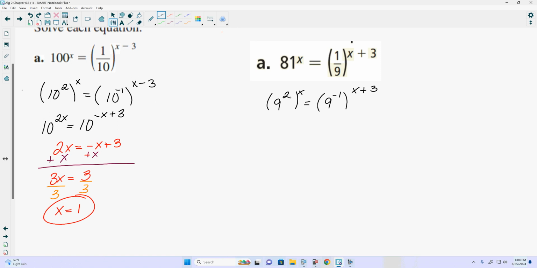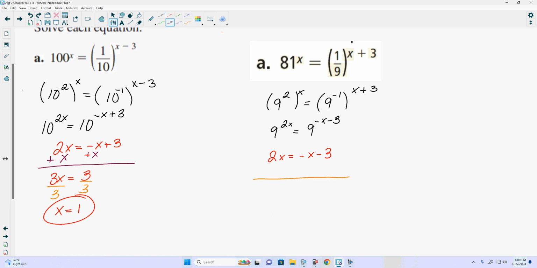Now, just like the last one, powers of powers multiply. So here we'd have 9 to the 2x is equal to 9 to the negative x minus 3, because our powers of powers multiply, so 2 times x would give 2x. Negative 1 times our x plus 3 would be negative x minus 3. Since the bases are the same, we're going to set the exponents equal to each other.